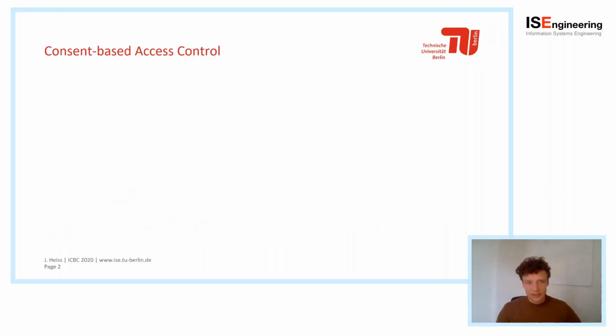The underlying procedure of our work is consent-based access control, which is a special type of purpose-based access control that is user-centric and particularly allows service providers to manage personal data of service consumers in a GDPR-compliant way. Now, how does this work?